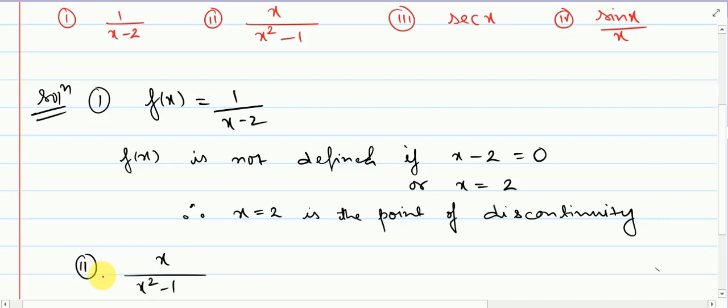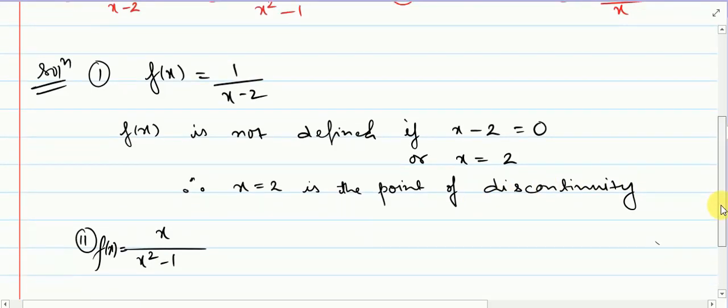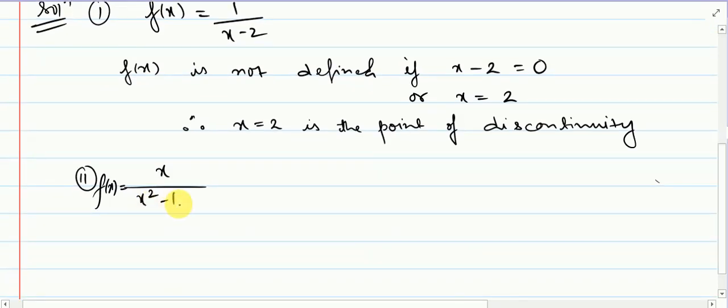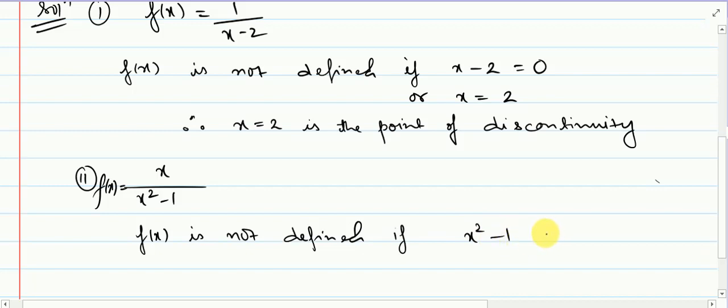Now here this is your f of x. So when will this be not defined? If the denominator becomes 0. When will the denominator become 0? When x square minus 1 is 0. So f of x is not defined if x square minus 1 is equal to 0, or x square is equal to 1, or x is equal to plus minus 1.